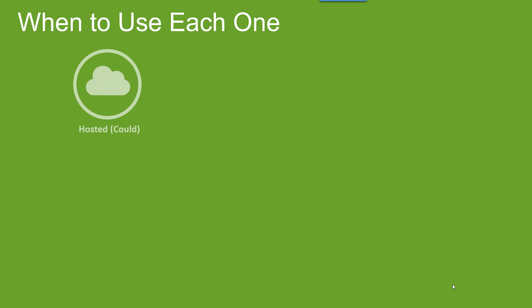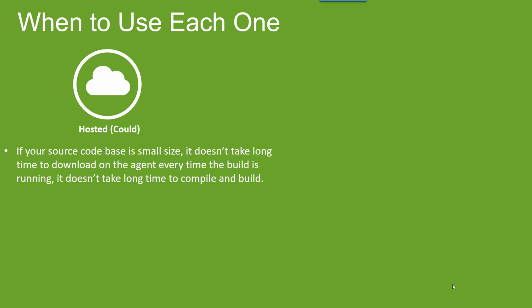When to use each one? Use the hosted cloud agent if you have a small source code, so it doesn't take a long time to download, because with hosted agents the machine is created on the fly and torn down at the end of the build. Every time you run the build, it will download the source code. So if your source code is small, you can use a hosted agent. It also doesn't take a long time to compile.